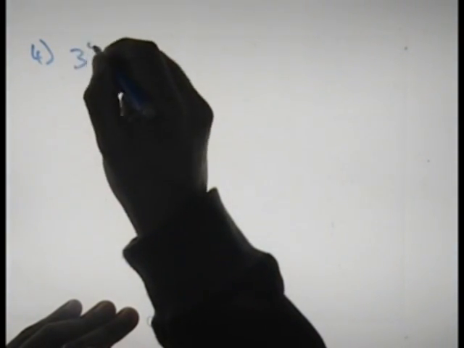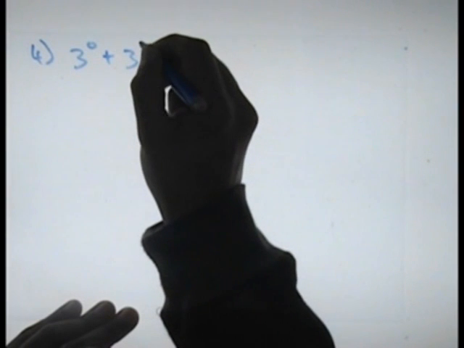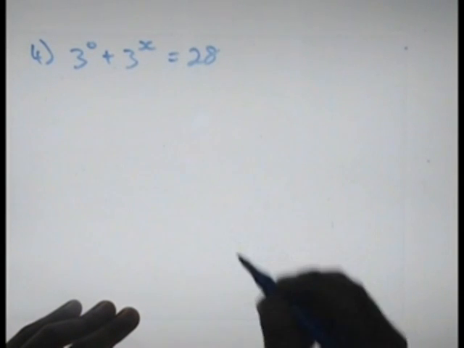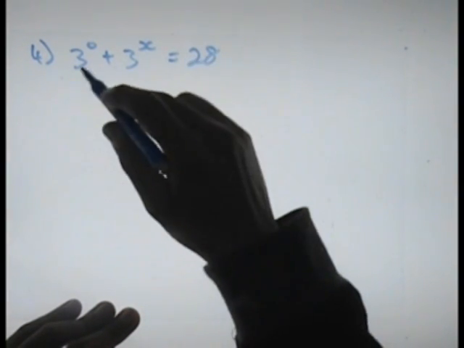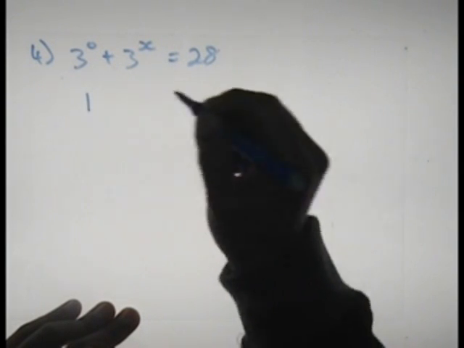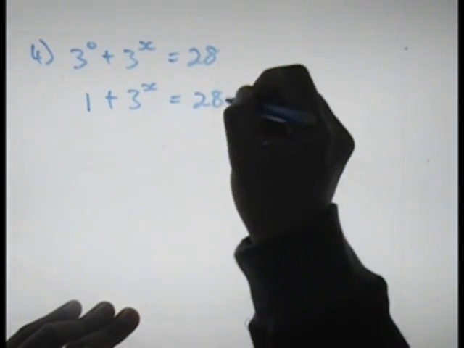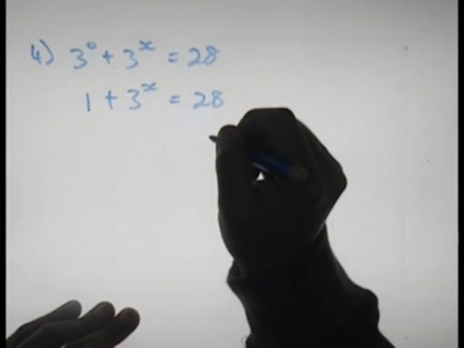Let us have a look at number 4. Number 4 read 3 to the power 0 plus 3 to the power x is equal to 28. This one here, I'm going to start it off a little bit differently. 3 to the power 0, isn't that equal to 1? Plus 3 to the power x is equal to 28. I'm not going to simplify that just yet.